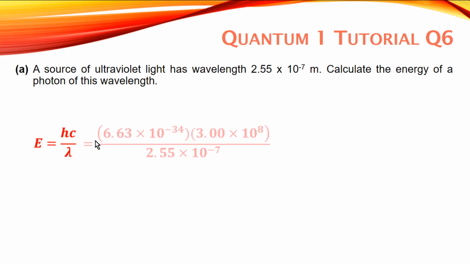h is the Planck constant, c is the speed of light, lambda is the wavelength, so you just sub in the values and you get the answer: 7.80 times 10 to the power minus 19 joules.